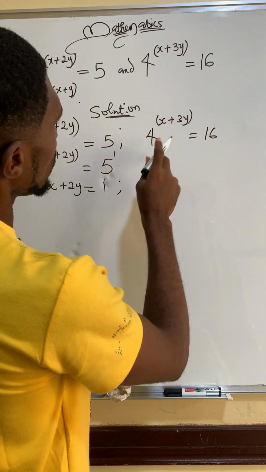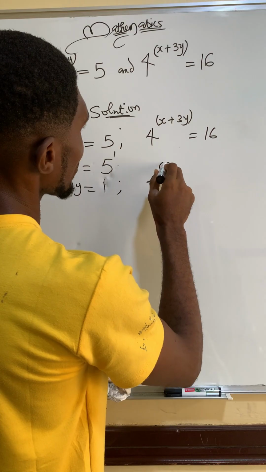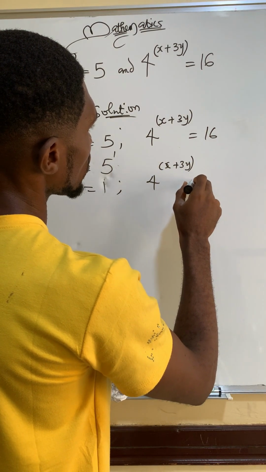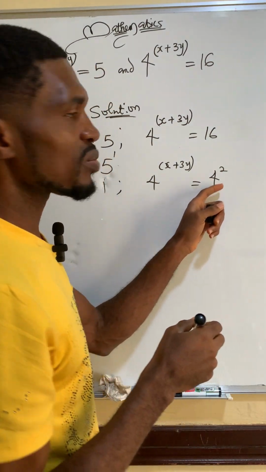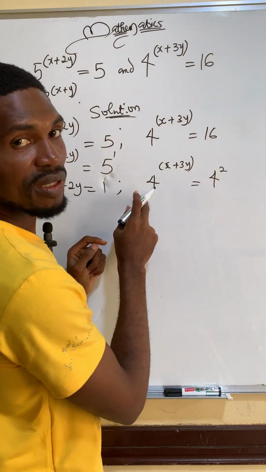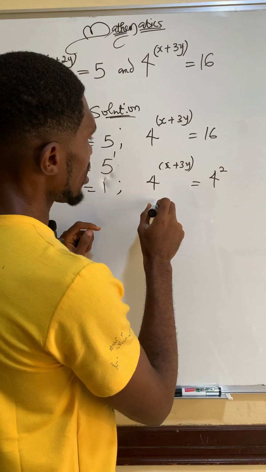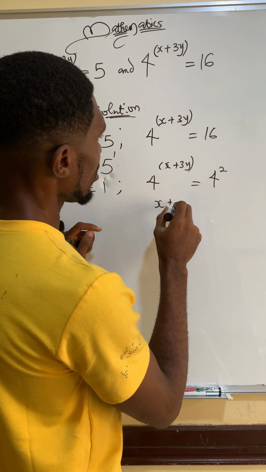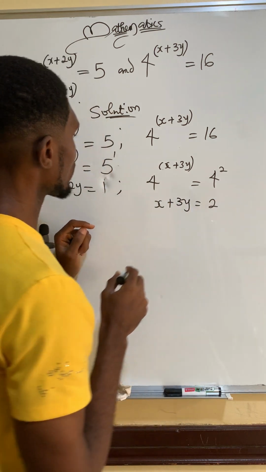Here, we also have this as 4 raised to power x plus 3y, which is equal to 4 raised to power 2. Reason being that 4 raised to power 2 is what? 16. So since they have the same base, we do what? We equate the powers. So we have it as x plus 3y is equal to 2.